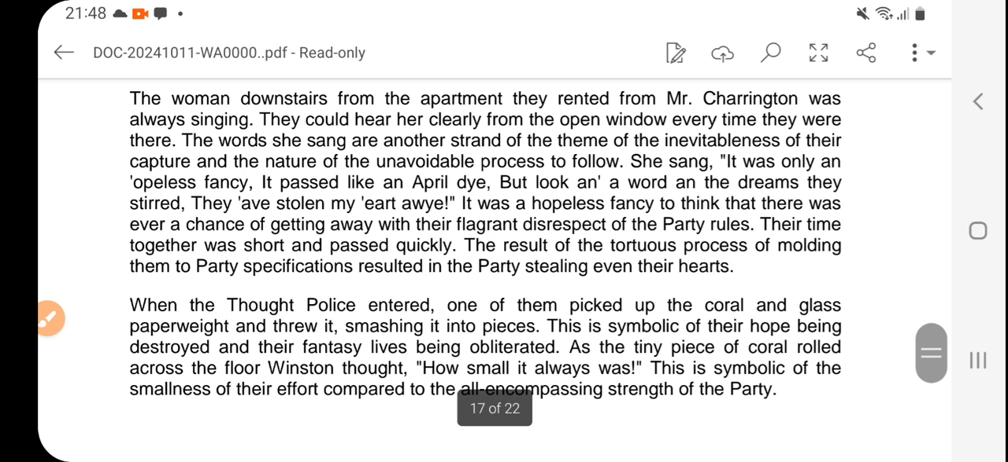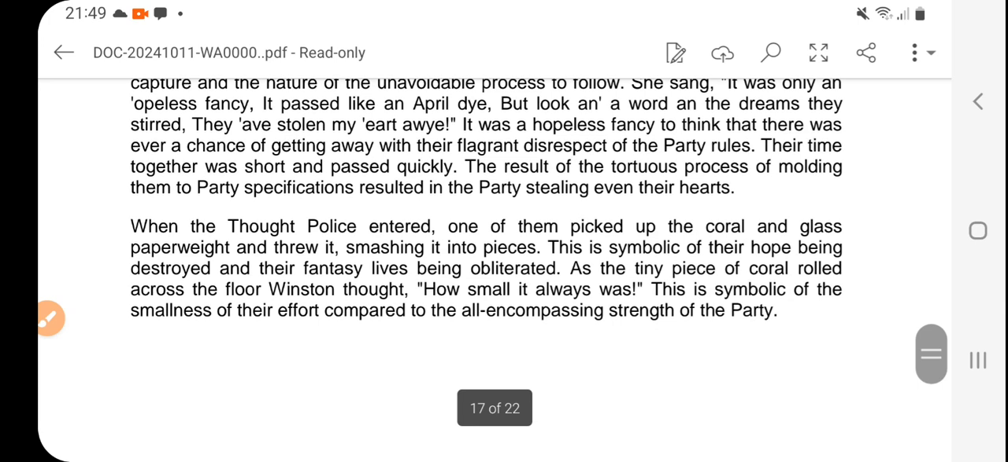The woman downstairs from the apartment they rented from Mr. Charrington was always singing. They could hear her clearly from the open window every time they were there. The words she sang are another strain of the theme of the inevitableness of their capture and the nature of the unavoidable process to follow. She sang, it was only an hopeless fancy. It passed like an April day. But a look and a word and the dreams they stirred.